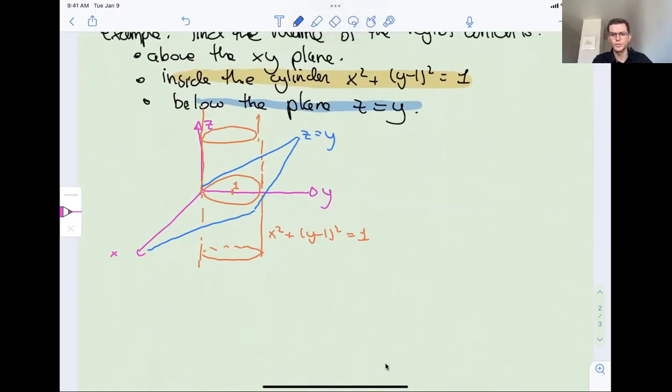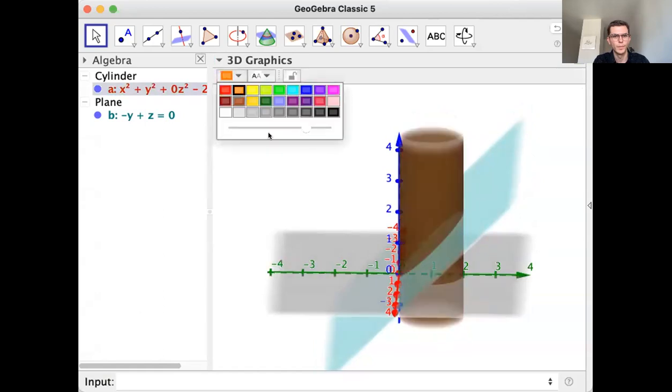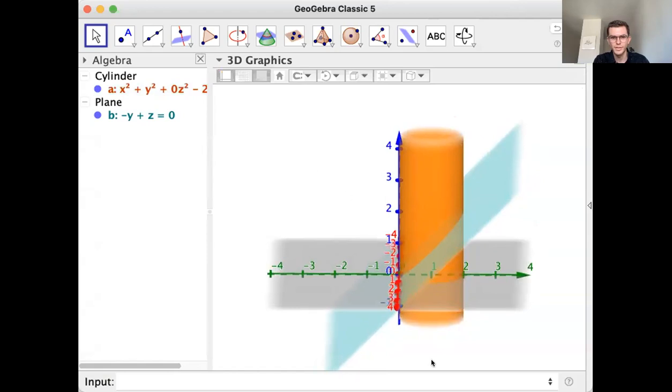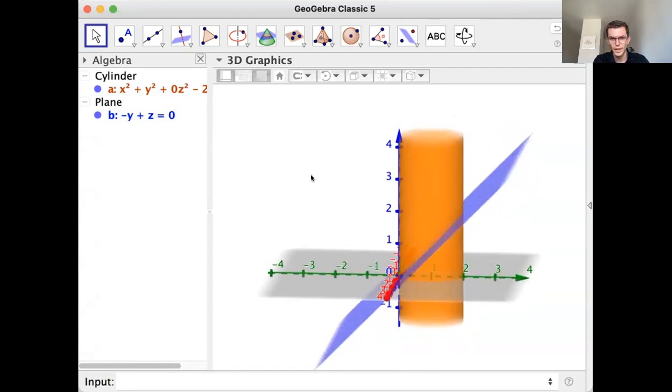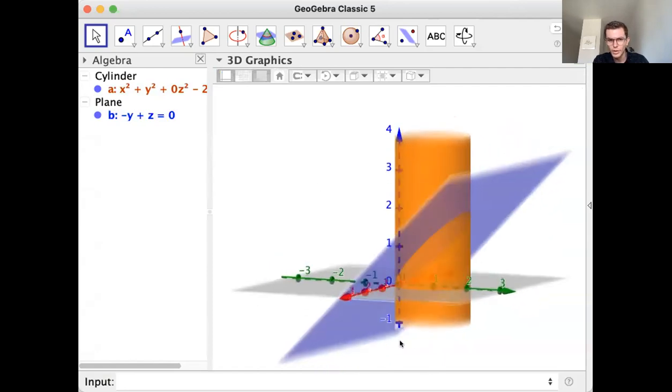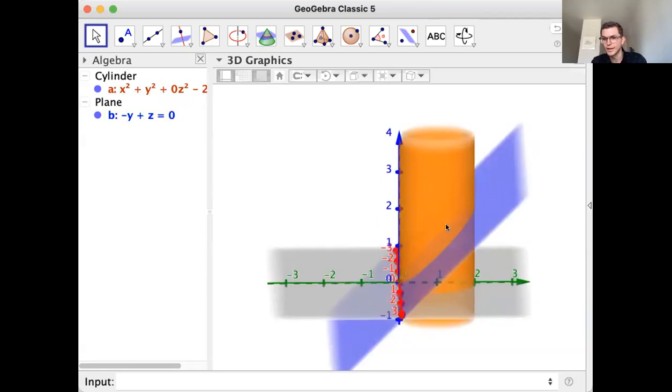If you want, let me show you this in GeoGebra. Here it is. You see, this was the cylinder that I drew, the red one. I guess it was orange in the picture. And then there's this plane, which was in blue. There's some volume that's above the floor level, above this XY plane, and that's trapped inside that can, right?